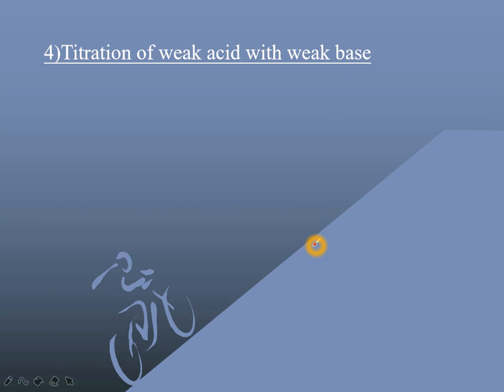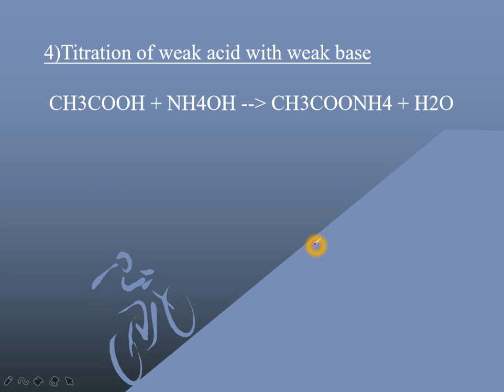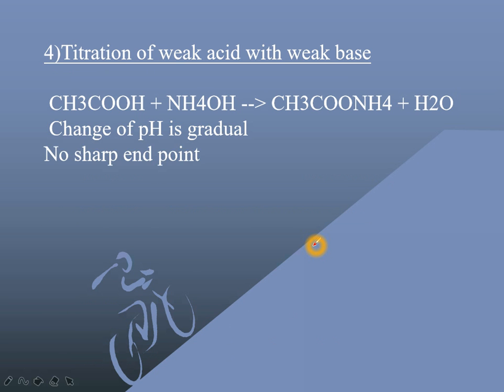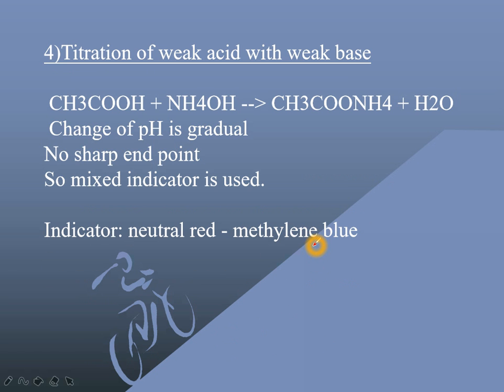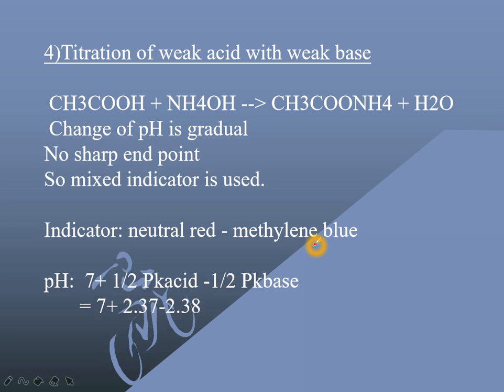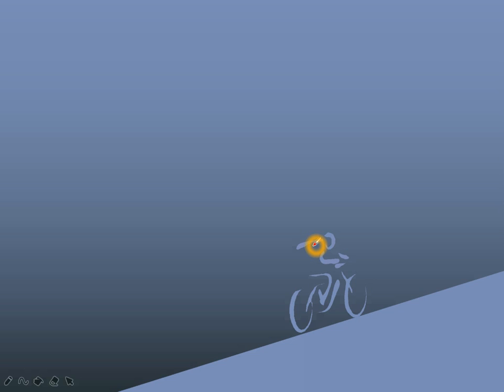Fourth one is the titration of a weak acid with a weak base. Here the example is the weak acid CH3COOH plus ammonium hydroxide, and the salt produced will be CH3COONH4, that is ammonium acetate, plus water. The change of pH is gradual here and there is no sharp endpoint, so a mixed indicator has to be used. The indicator used will be neutral red plus methylene blue, and the pH can be calculated by the equation 7 plus 1 by 2 pK acid minus 1 by 2 pK base, which is equal to 7 plus half into pK acid, 2.37, minus half into pK base, 2.38, which is equal to 6.99.